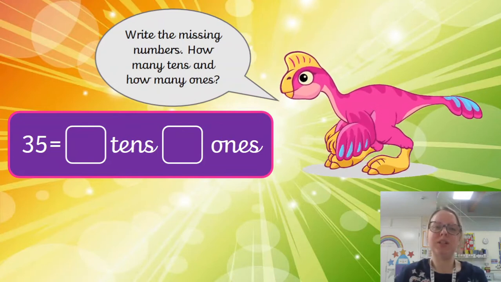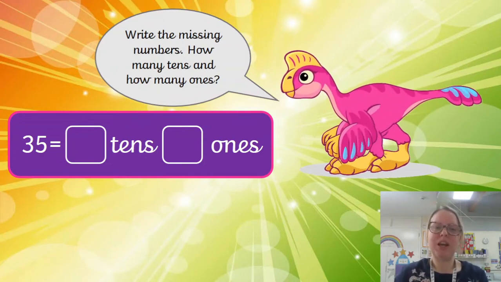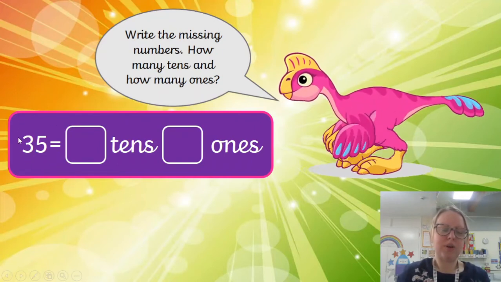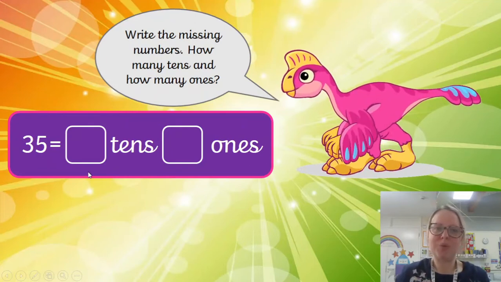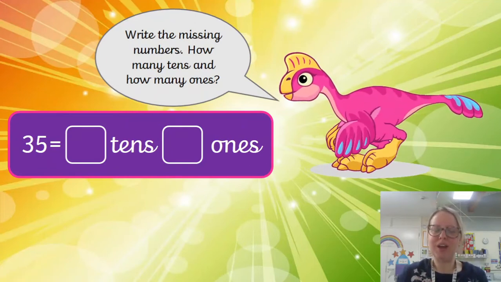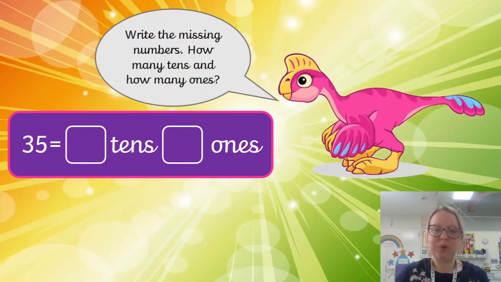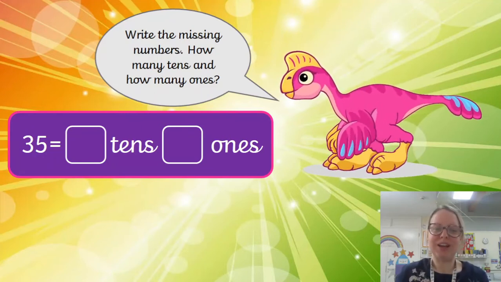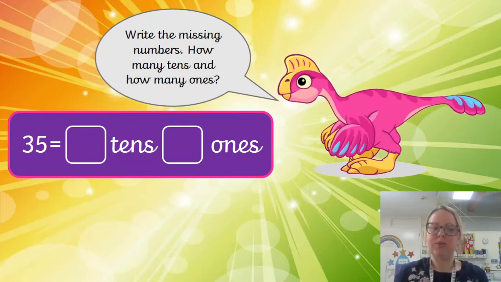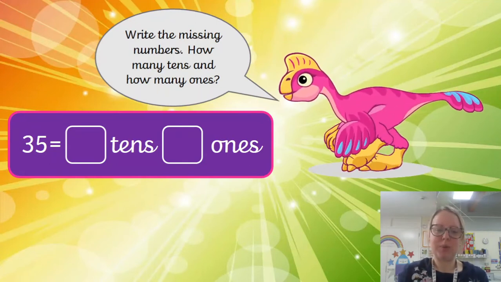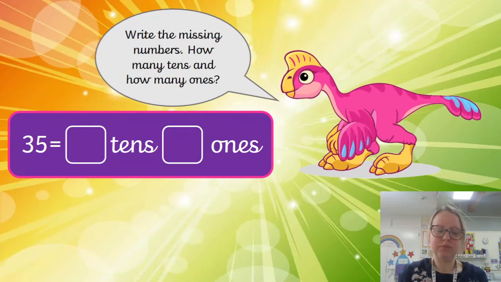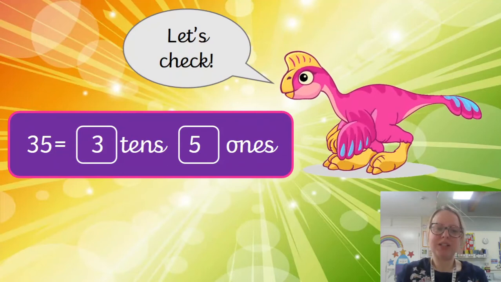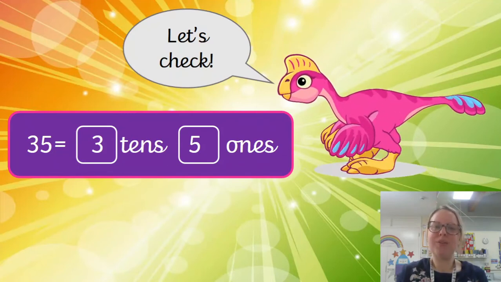Okay, can you write the missing numbers now? How many tens and how many ones? So our number is 35. How many tens and how many ones does 35 have? If it's easier for this one, you can pause the video and draw out your part-part whole model like we just had a look at, and that might help you. So let's check your answers. 35 has 3 tens and 5 ones.